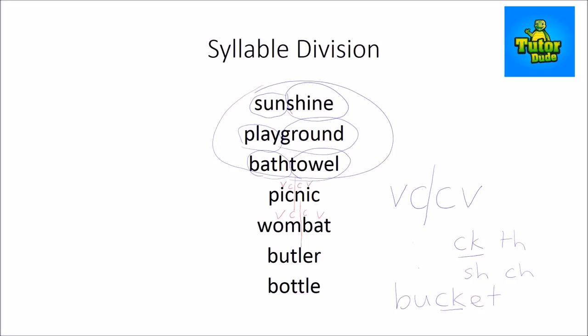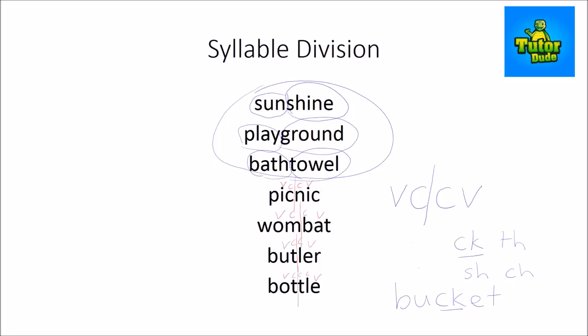Let's look at the next one. So I've got here vowel, consonant, consonant, vowel, so I go vowel, consonant, chop. b, ut, but, l, butler. And let's look at this one here at the bottom. Now I've actually got extra consonants in there, but I still go vowel, consonant, chop. So I've got b, ut, bot, tl, bottle.